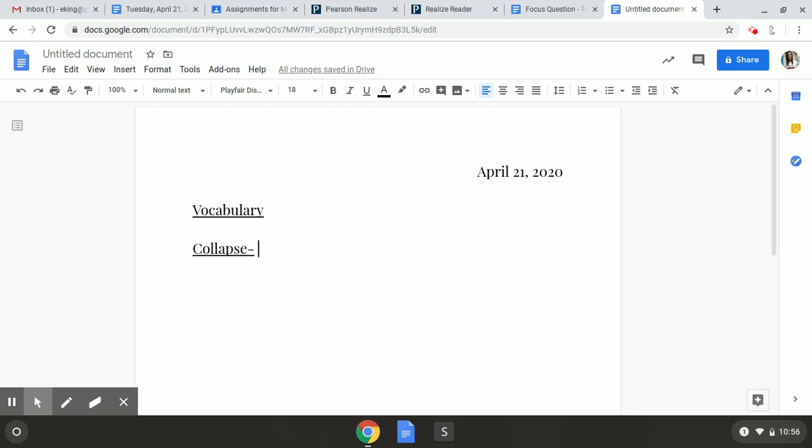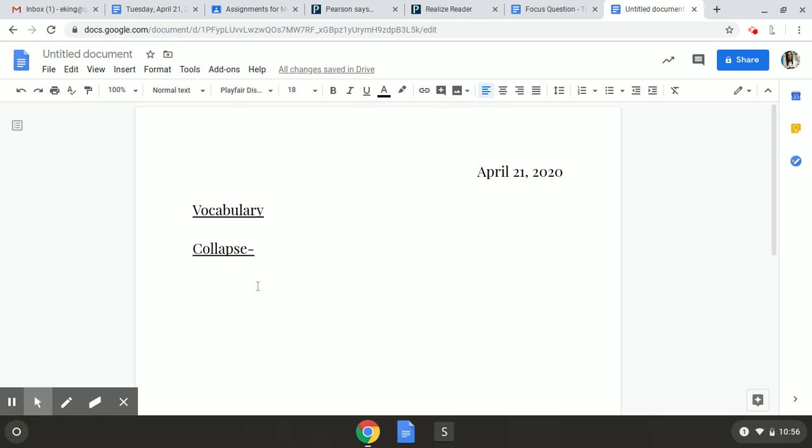Okay, so as I said in the last video, we're going to start out the second part here, writing down our definitions for our 3 vocab words. You should already have your date written and vocabulary written because I asked you to do that in the last video. So here we go.